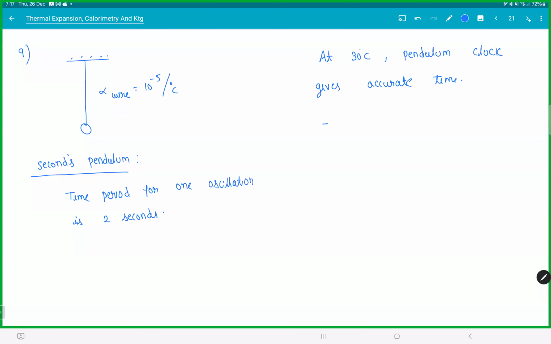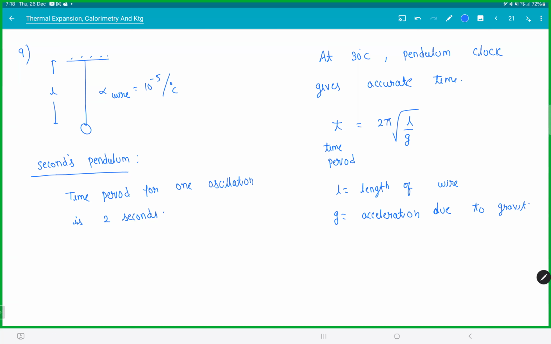Now, if you look at the formula, we know the time period small t is given by, as I showed you in units and dimensions if you remember, T is equal to 2 pi root over L by g, where L is the length of the pendulum wire and g is the acceleration due to gravity. So when you increase the temperature, what will happen? Length of the wire will increase. If length of the wire increases, time period increases. That means your whole clock gets messed up again.